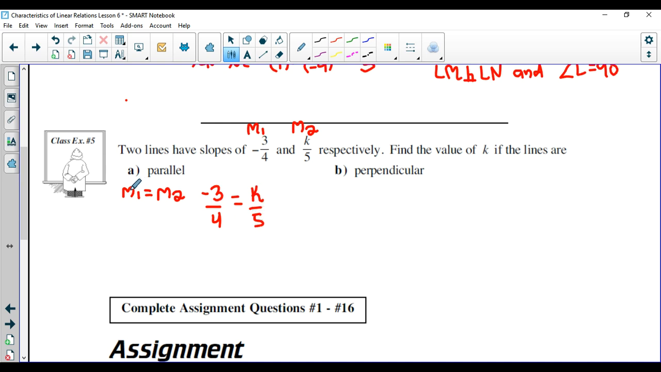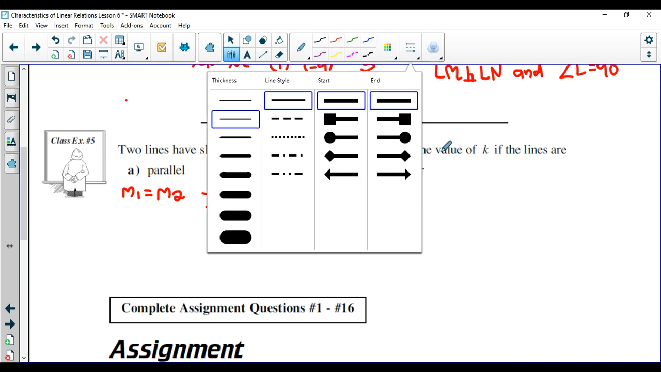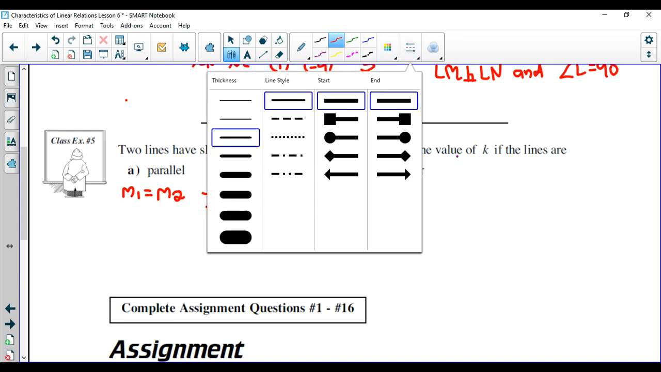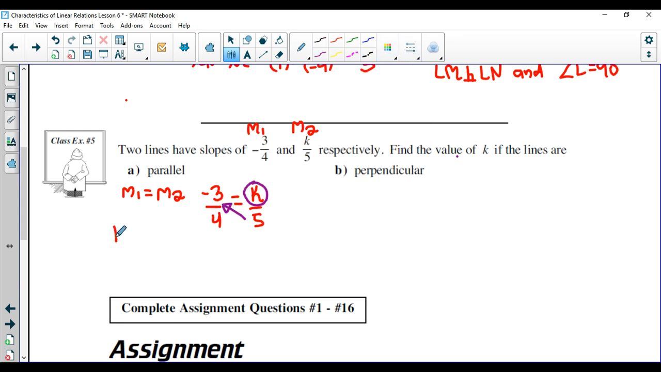Negative 3 over 4 is slope M1. K over 5 is slope M2. We've got to figure out what the value of k is. To do this, we can do some cross multiplication. So we got to isolate for k. To get k isolated, just bring this 5 up and across to this side. Therefore, k would then be equal to negative 3 multiplied by 5, and we're going to divide that by 4. Negative 3 times 5 is negative 15, and then divide that by 4. So your k value would be equal to negative 15 over 4.